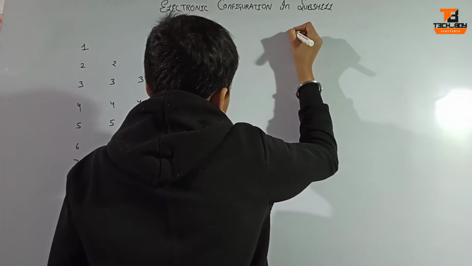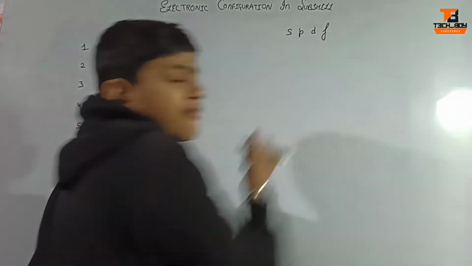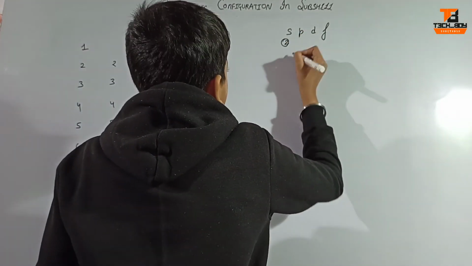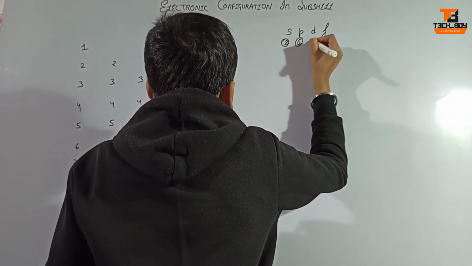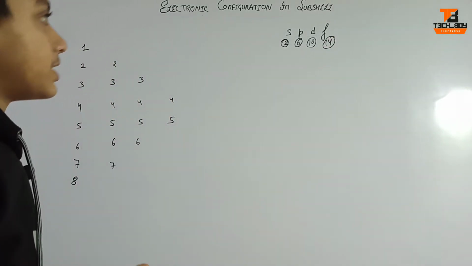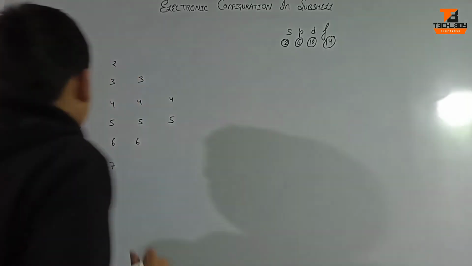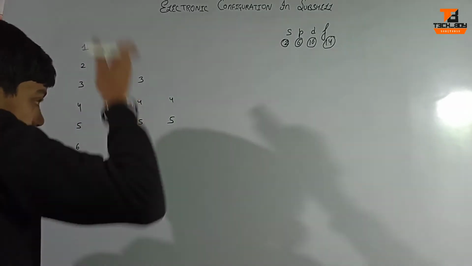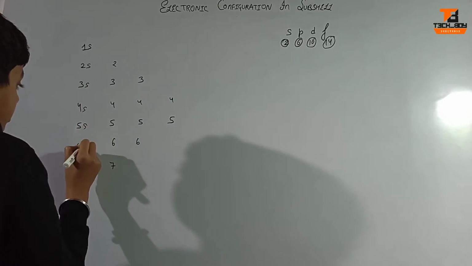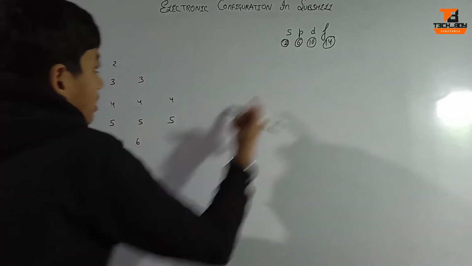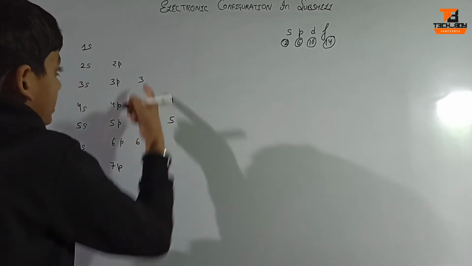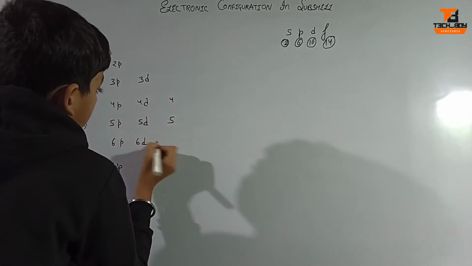There are 4 subshells: S, P, D and F. The maximum number of electrons that fill in S is 2, P is 6, D is 10 and F is 14. So 2, 6, 10, 14. This is the first column, this is the second, this is the third, and this is the fourth. The first is S, so we write S in front of all these. The second column is P, so we write P here. The third is D, so D. And here, F.